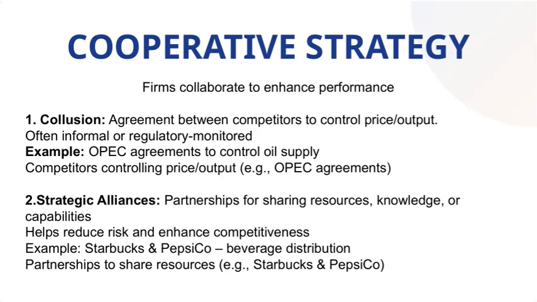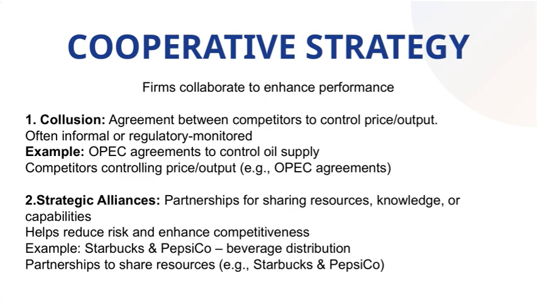Firms often collaborate to enhance their performance, and there are two main ways they do this. First, let's talk about collusion. This is essentially an agreement between competitors to control prices or output levels. Sometimes, these agreements are informal or are monitored by regulatory bodies to prevent unfair practices. A good example of this is OPEC, where member countries coordinate to manage oil supply and influence prices. By controlling output, they can stabilize or increase prices, which benefits their member nations.